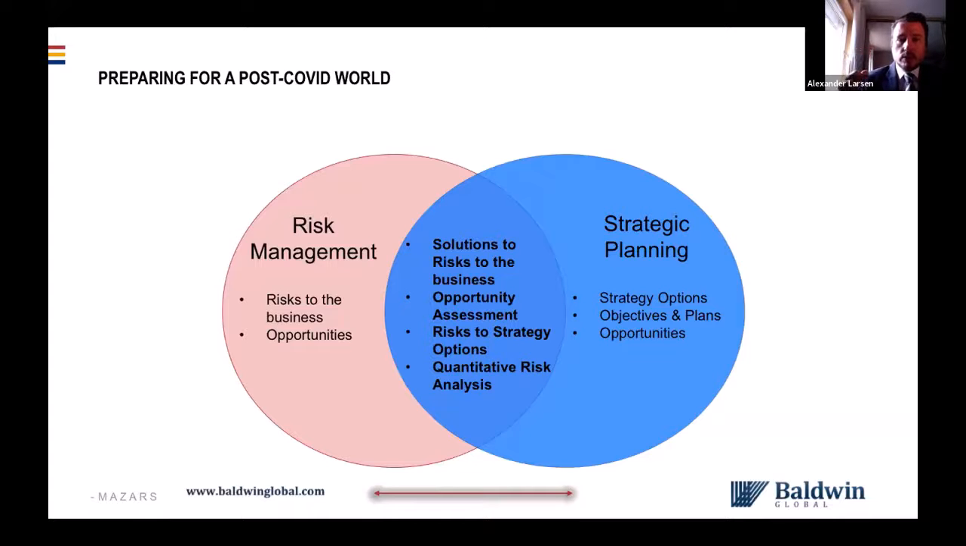we might have solutions to the risks that are identified to the business that now become a key objective to the organization. There might also be the chance for risk management and strategic planning to come together with the opportunities that we've highlighted and actually do an assessment on these opportunities. Look at the risks to the opportunities, but also, is this something that should be built into a strategic plan? Then risk management should be looking at the plans that strategic planning have come up with and look at what are the risks to those strategy options. And finally, jointly, we should be doing quantitative risk analysis on the plans.